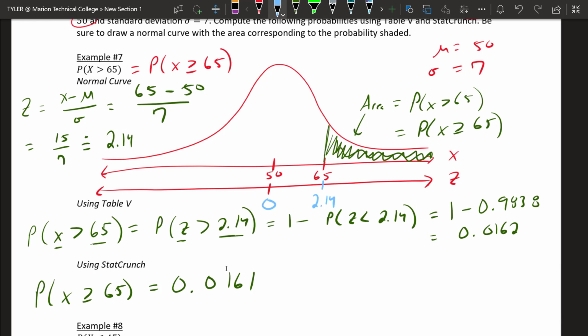You want to notice that this value and this value are a little off. That's because, remember, using technology is more accurate since we didn't have to convert to a z-score and round it. The z-score is actually equal to 15/7, but we had to round that to 2 decimal places in order to look it up in the table. So technology is more accurate, and they're a little off because of rounding error. So that's expected.